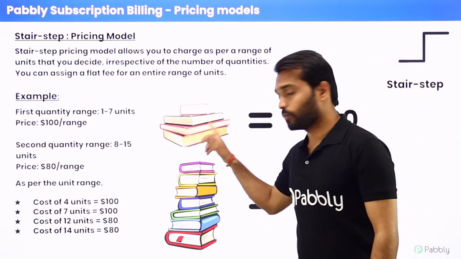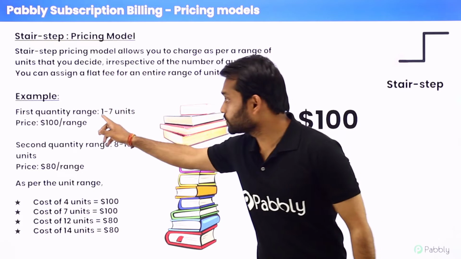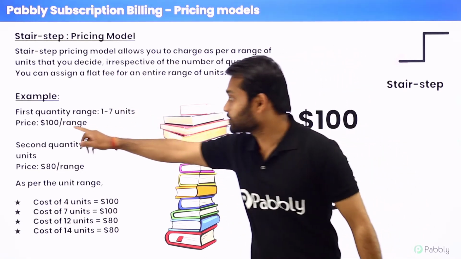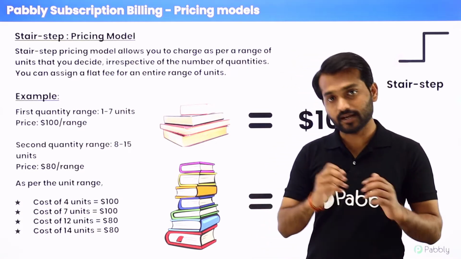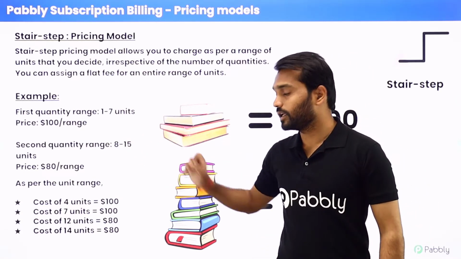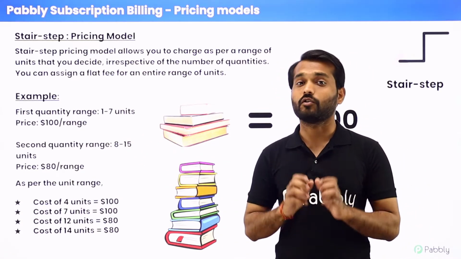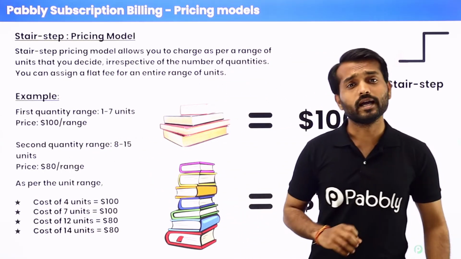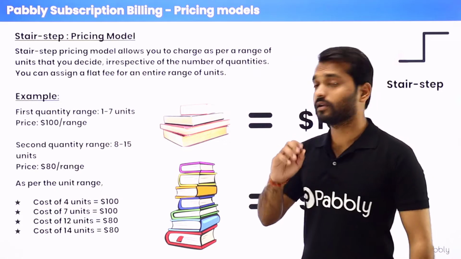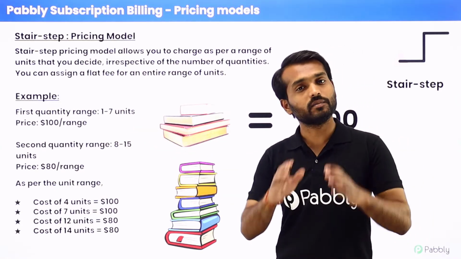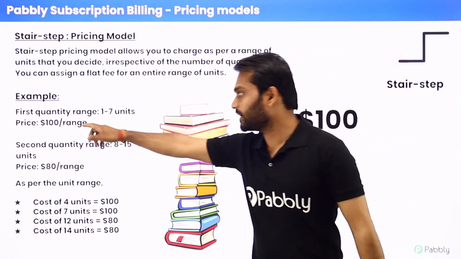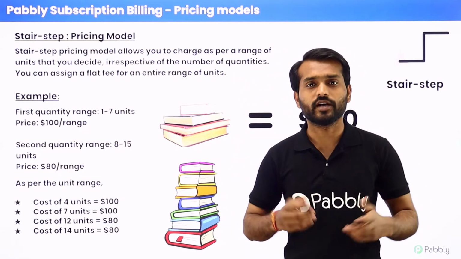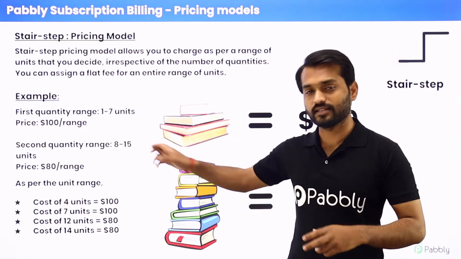Let's say we sell notebooks, and for the first 1 to 7 units we have assigned a flat fee for the entire range, that is $100, and for the second range, from 8 to 15 units, we have assigned a flat fee of $80. Now let the customer purchase anywhere between 1 to 7 units, he will be charged the same price, that is $100. Whether the customer purchases 5, 4, 6 or 7 units, he will be charged the same price.